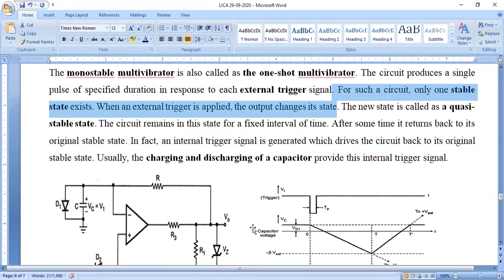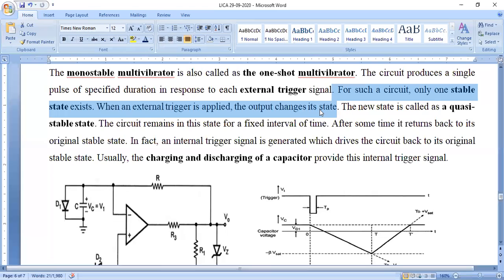A monostable multivibrator circuit is triggered to this state. That means before returning to the normal stable state, the monostable multivibrator will operate in this quasi stable state. When an external trigger is applied, the output changes with respect to the state. The term state means the behavior of the output voltage, or the output behavior of this monostable multivibrator, expressed with the technical term state.